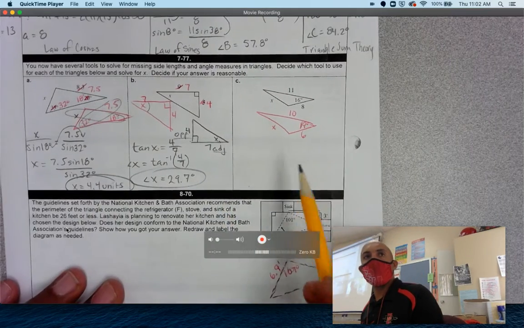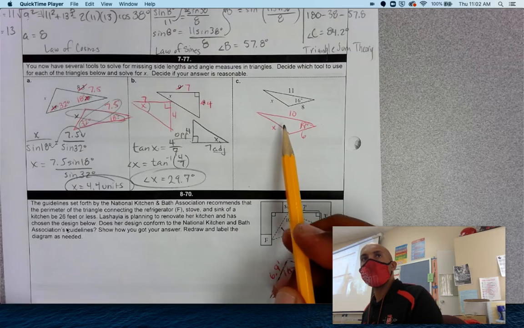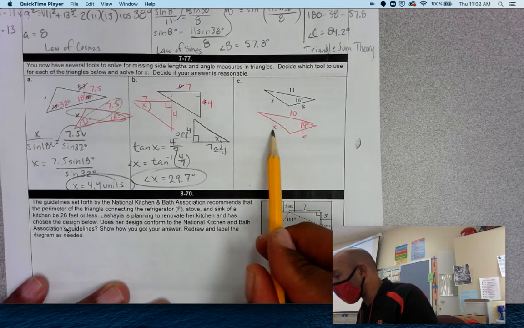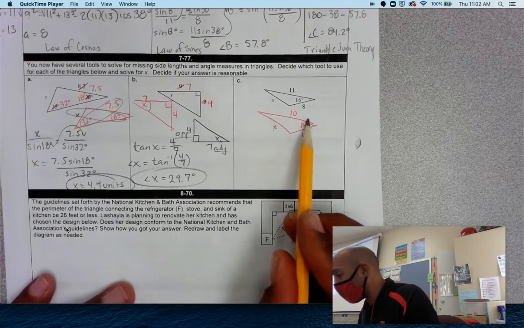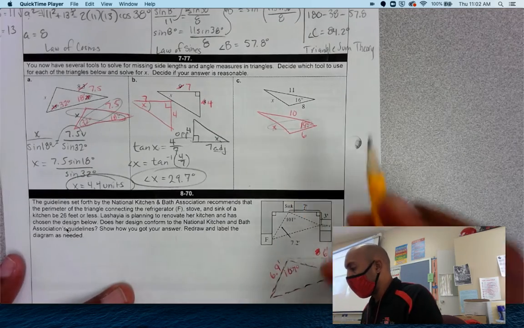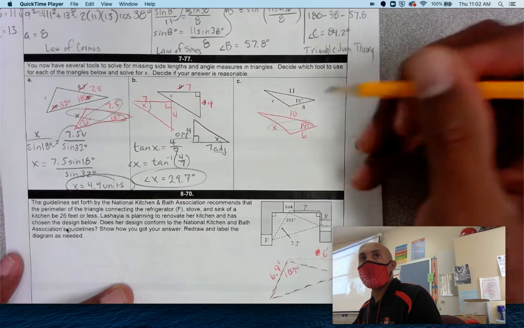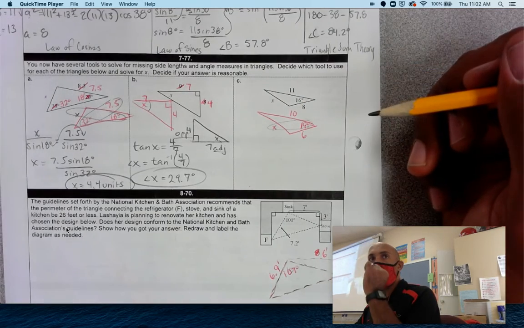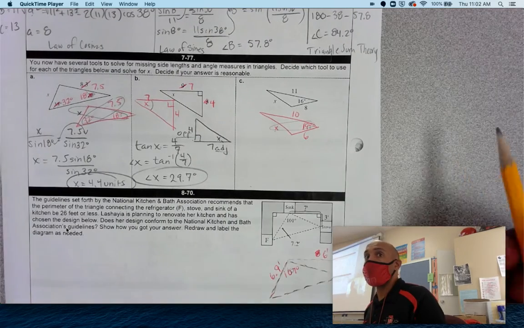Okay, so now the next one. Let's look and see what we have. I notice right here that this one is across. There's an angle-side pair because I'm thinking law of sines. But I need another angle, and I only have one angle. So law of sines isn't going to work. And it's not a right triangle, so I can't use SOHCAHTOA. So that probably means I'm going to use law of cosines.